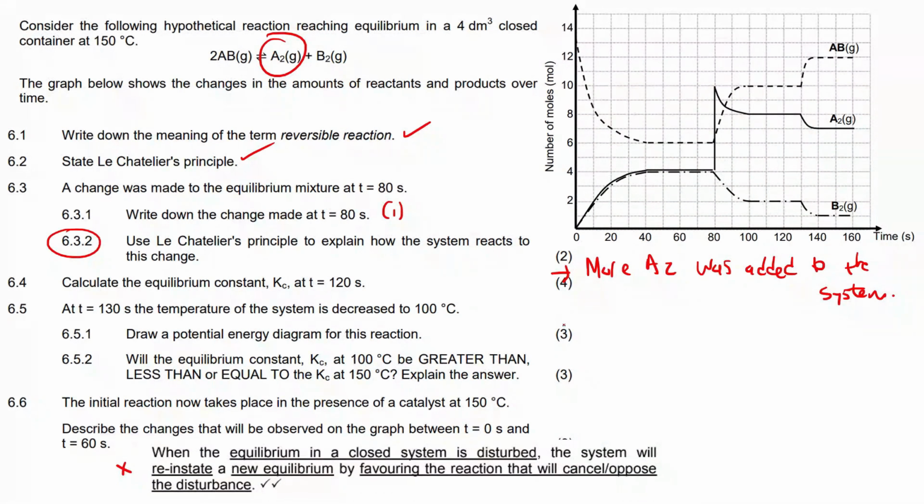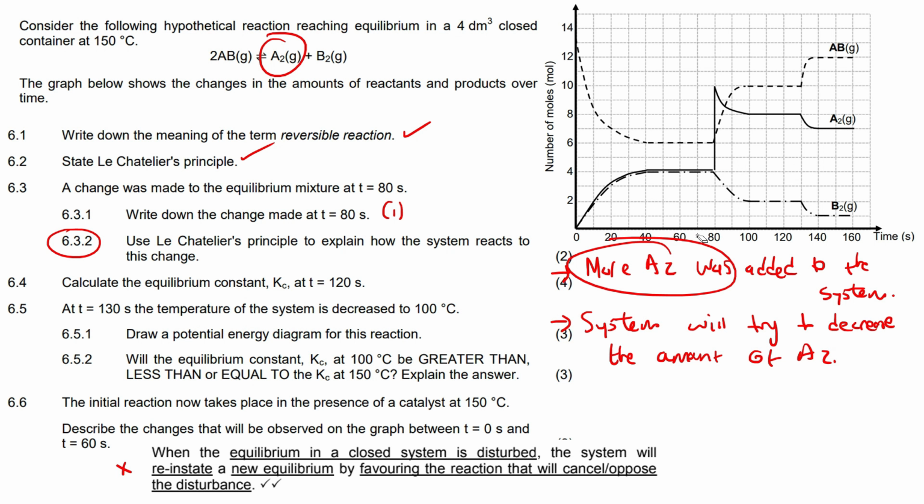Next, what is the system going to do? The system will always try to do the exact opposite. So the system will try to decrease the amount of A2. You see, more A2 was added, so what's the system going to do? It's going to try to decrease the amount of A2. It'll always try to oppose or go against what was done.